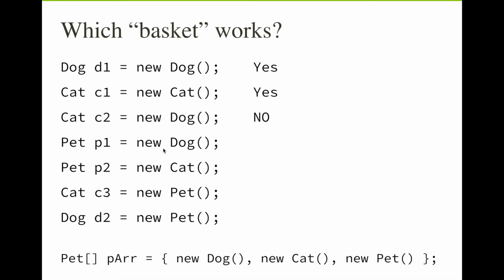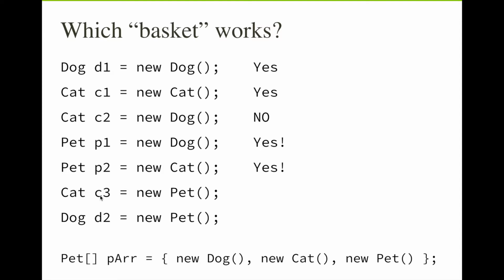Now here we go. A dog into a pet basket. See, this is a basket. My identifier over here is like a basket, type pet. Can I put a dog into a pet basket? Yes, it's inclusive. How about a cat into a pet basket? Yes. Now, can I put a pet into a cat basket?